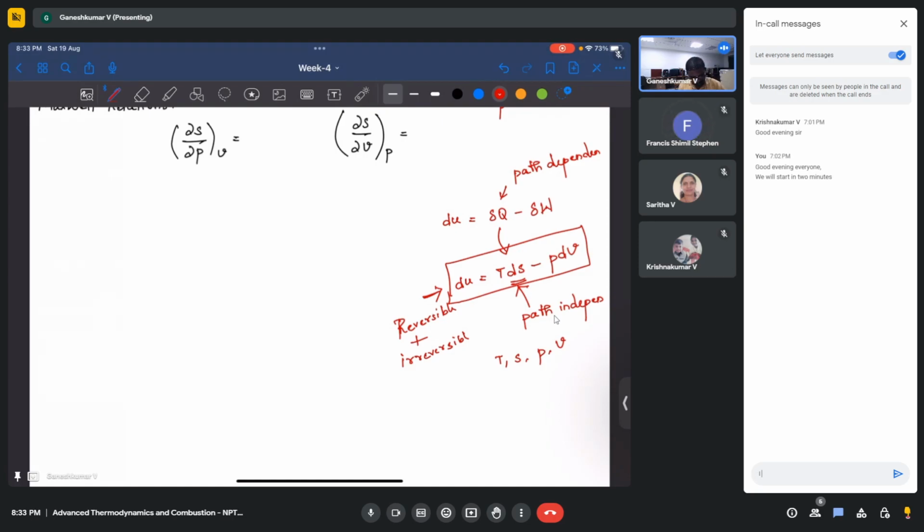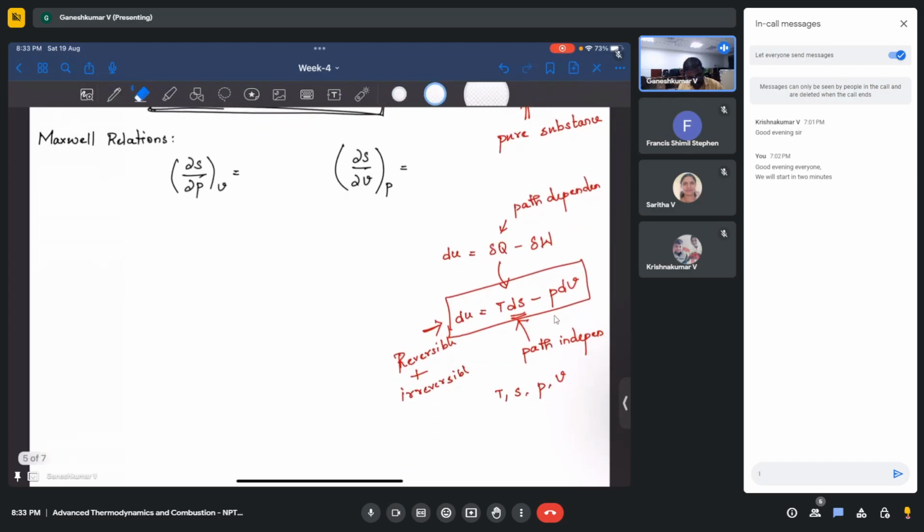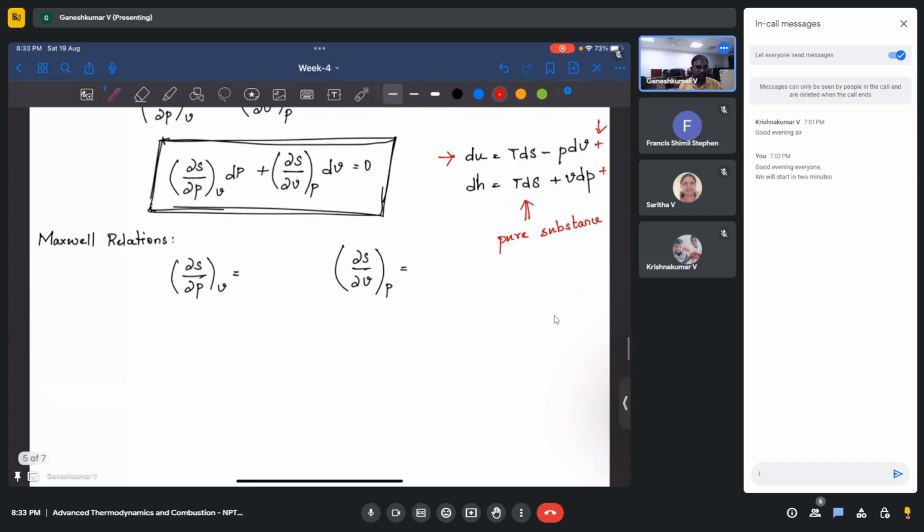Okay, sir. Okay? This is actually an important thing. People usually used to miss it. So the TdS relation is true for both reversible and irreversible. In fact, we use the TdS relation for chemical reactions, and there is no kind of reversible combustion. Combustion is purely irreversible, right?